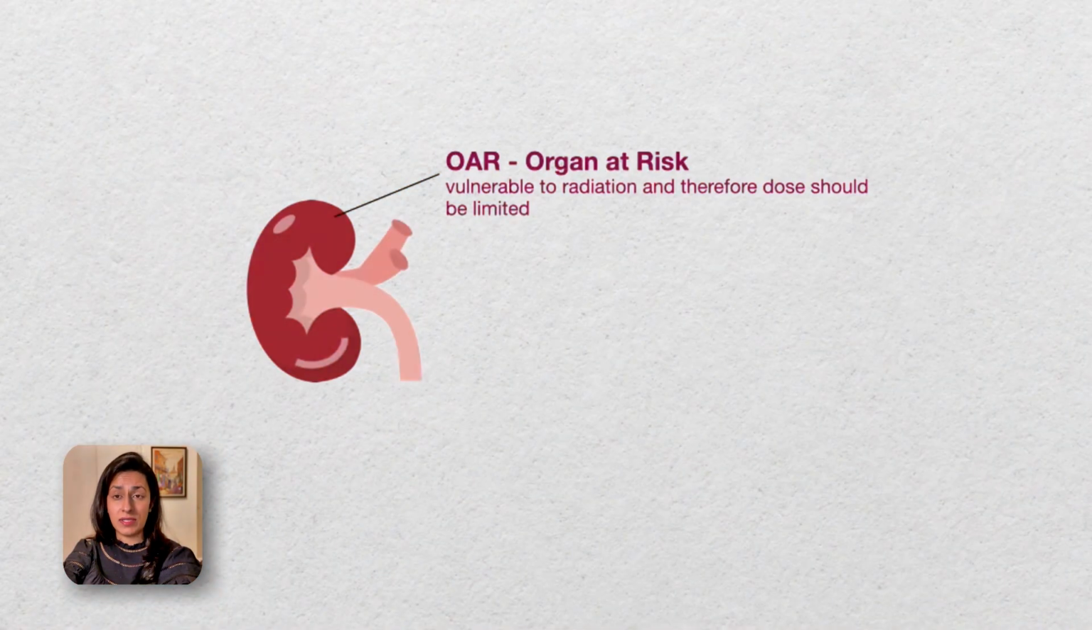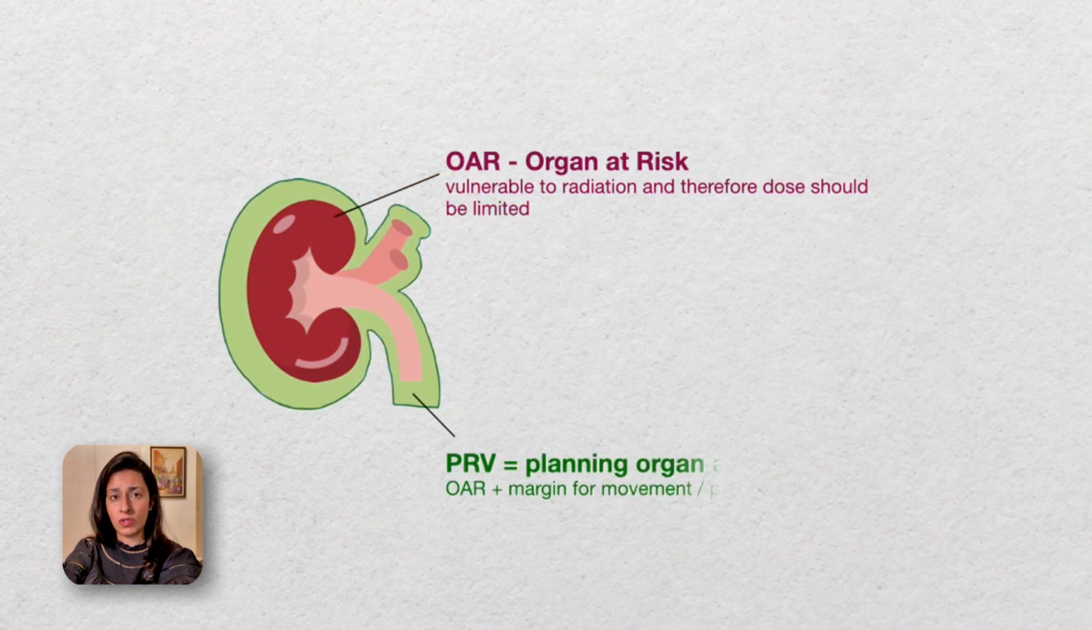In any plan, you need to consider nearby organs. The organs at risk are vulnerable to radiation sensitivity that may influence treatment planning or prescribed dose. And the planning organ at risk volume is the organ at risk and a margin for the movement error.